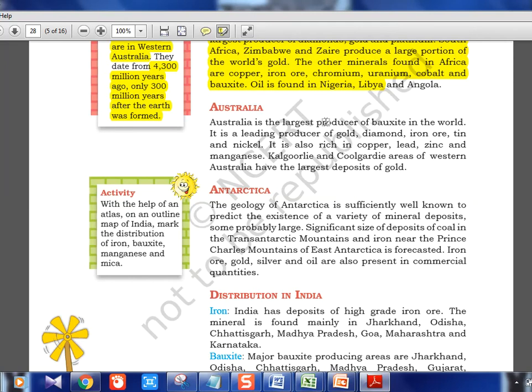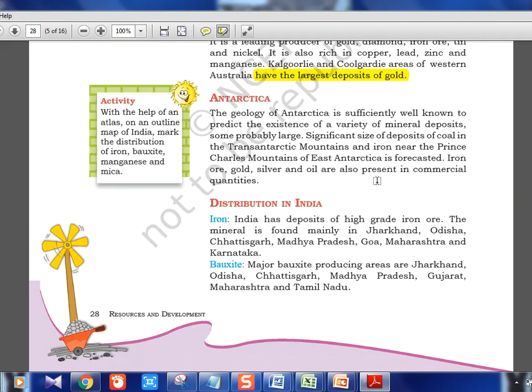Australia is the largest producer of bauxite in the world. Australia, you know, it's a continent also, it's a country also. Okay. It is a leading producer of gold, diamond, iron ore, tin, nickel. It is rich in copper, lead. So I think almost everything is there in Australia also. Okay. Australia has the largest deposits of gold. So gold and bauxite in Australia. Antarctica, the geology of Antarctica is sufficiently well known to predict the existence of a variety of mineral deposits. So probably large. It's not required. Nothing is there which is factual.